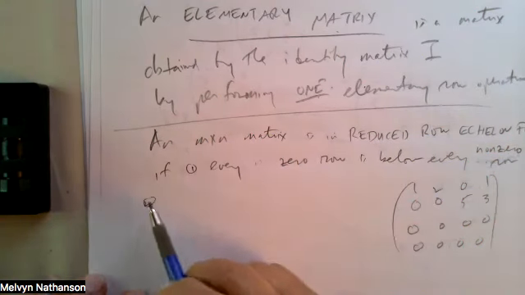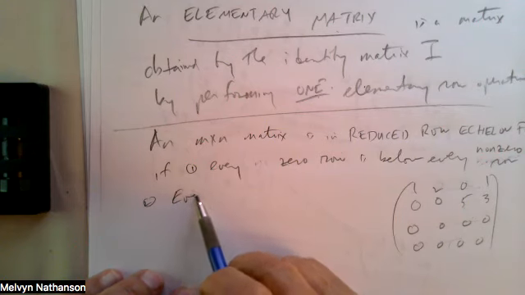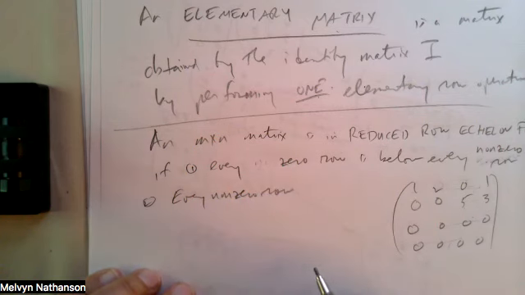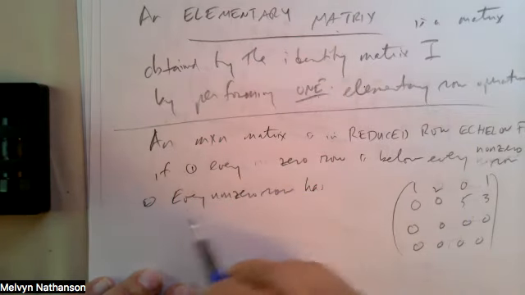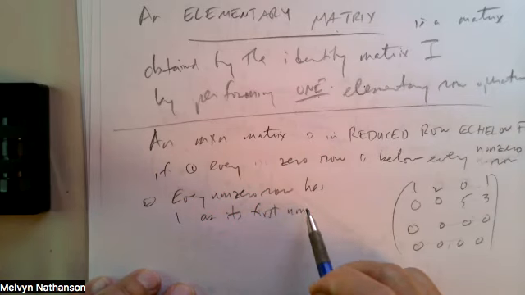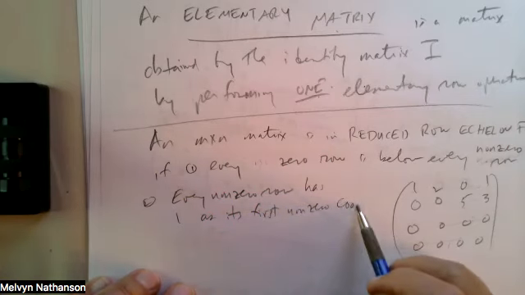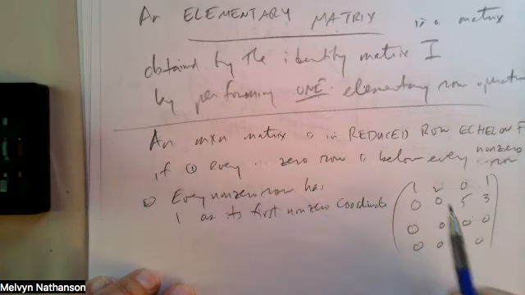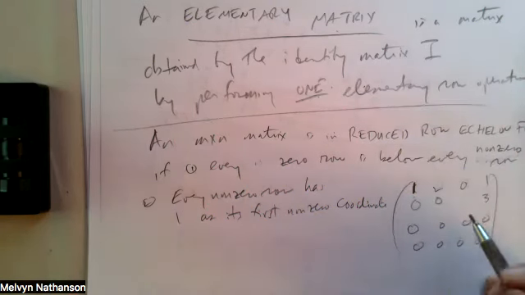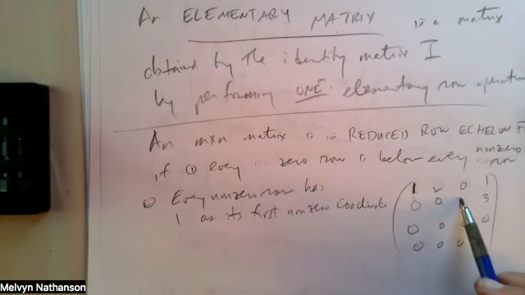That's the first condition. Second, every non-zero row has, as you go from left to right, 1 as its first non-zero coordinate. So in the first row, the first non-zero number is a 1. In the second row, the first non-zero number is a 1. That's the second condition.